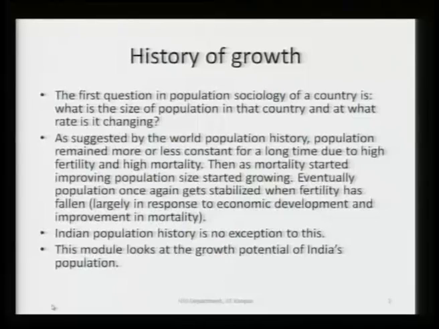So first, talking about population of India, the first question in population sociology of any country is what is the size of population in that country and what is the rate at which this is changing. Now, as suggested by the world population history, population remained more or less constant for a long time due to high fertility and high mortality. As this happened to world population, same thing happened to India.